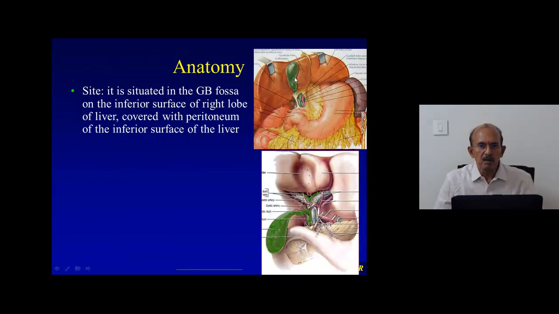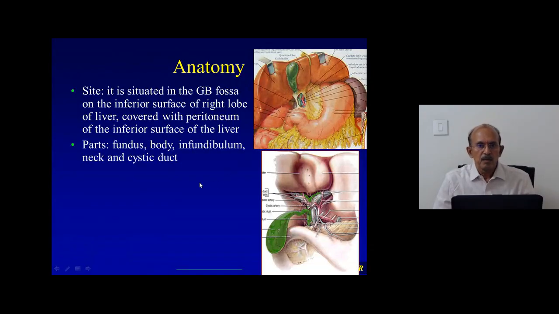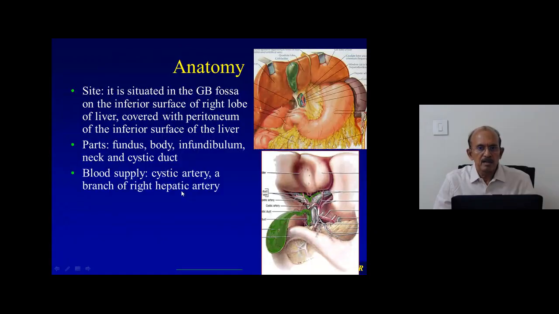If you want to remove the gallbladder, you have to cut this edge of the peritoneum, which goes from the liver to the gallbladder. If you cut this away, then there will be mild attachment with fibrous tissue and small blood vessels. If you cut those structures, then the gallbladder can be freed from the undersurface of the liver. Parts: fundus, body, infundibulum, neck, and cystic duct. This infundibulum is also called Hartmann's pouch.